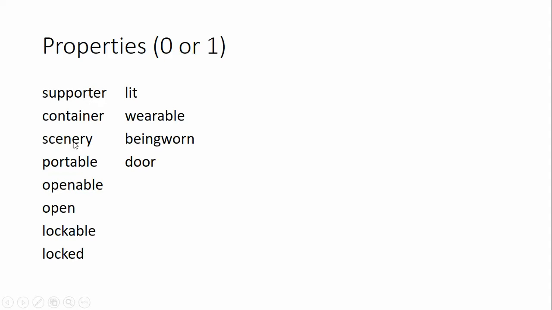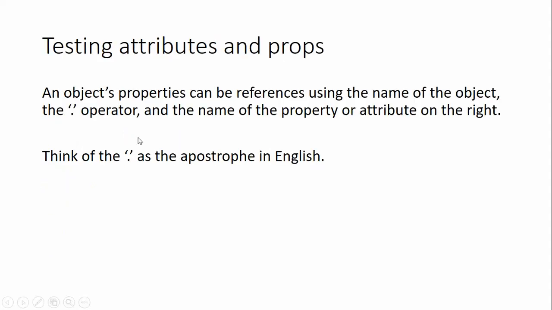Scenery objects are not explicitly listed in a room. They're just sort of quietly there to be looked at. Portable, I don't know, you might want to toggle that on and off. Hard to see a situation for that though. So these are mostly managed by the game itself. However, you can go in and test them yourself. They work the same way the attributes do, using that dot operator, which we'll get to again.